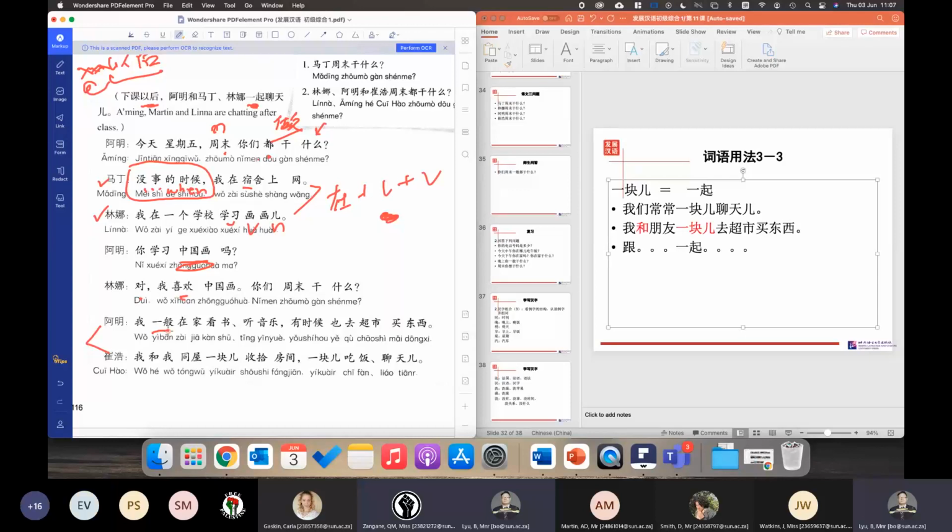Right? 我一般在家看书. 一般 means generally. At home, read a book, listen to music. 有时候 means sometimes, when there's a time. 时候 means time. 也去超市买东西. I also go to the supermarket. 买东西 literally means buying things and stuff, not buy the East and the West, right? You can't buy the globe, right?